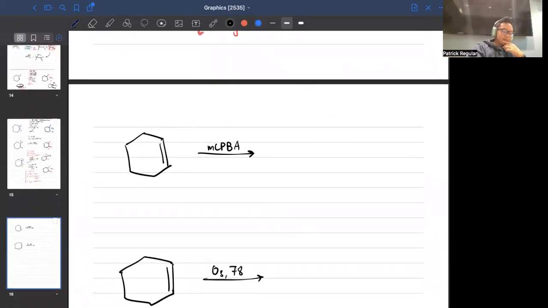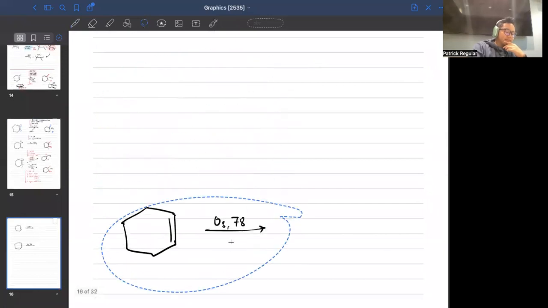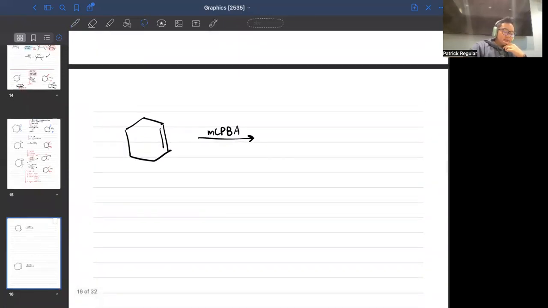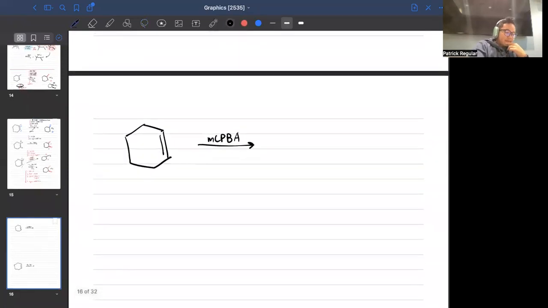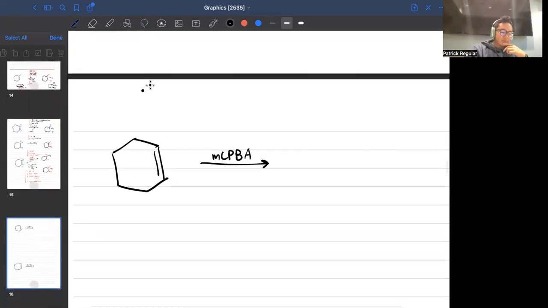MCPBA. This one's fun. Let me make a little bit more room for MCPBA because of how yummy it is. Like Dr. Berg said, you will see this on the MCAT. MCPBA, you will have to know that reagent. You don't have to know the name. You don't have to know the structure. Just know what it does for the most part. So it adds an epoxide across that double bond.